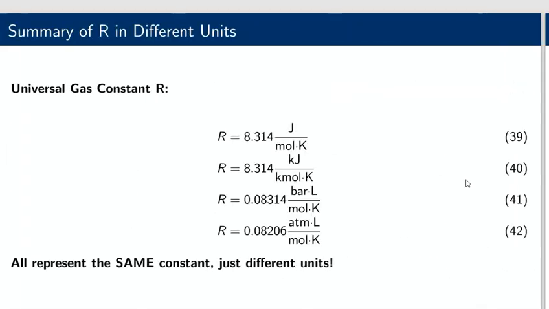Now the universal gas constant has different units. One is 8.314 joule per mole Kelvin, another is 8.314 kilojoule per kilomole Kelvin, and 0.08314 bar liter per mole Kelvin, which means pressure you have to take in bar, volume in liter, and n in mole and Kelvin. And if you take atm liter per mole Kelvin, that will be 0.08206. All represent the same constant, just in different units.